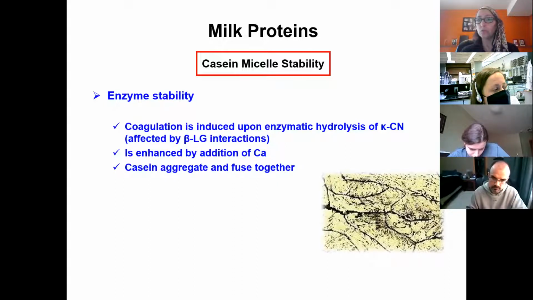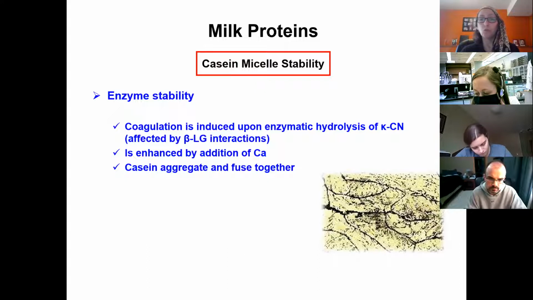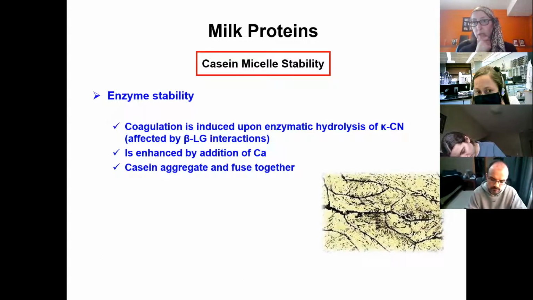However, on the other hand, you can form a coagulum type of gel, or just a coagulum really, where you don't hold a lot of water, but you form this curd due to fusing of the casein together. So how does this happen? It's enzymatic. Chymosin is going to break the glycomacropeptide off, and then you lose that surface charge and the stability, and the casein micelles come together via hydrophobic interaction and calcium phosphate bridges. Hence, the addition of calcium enhances that formation.